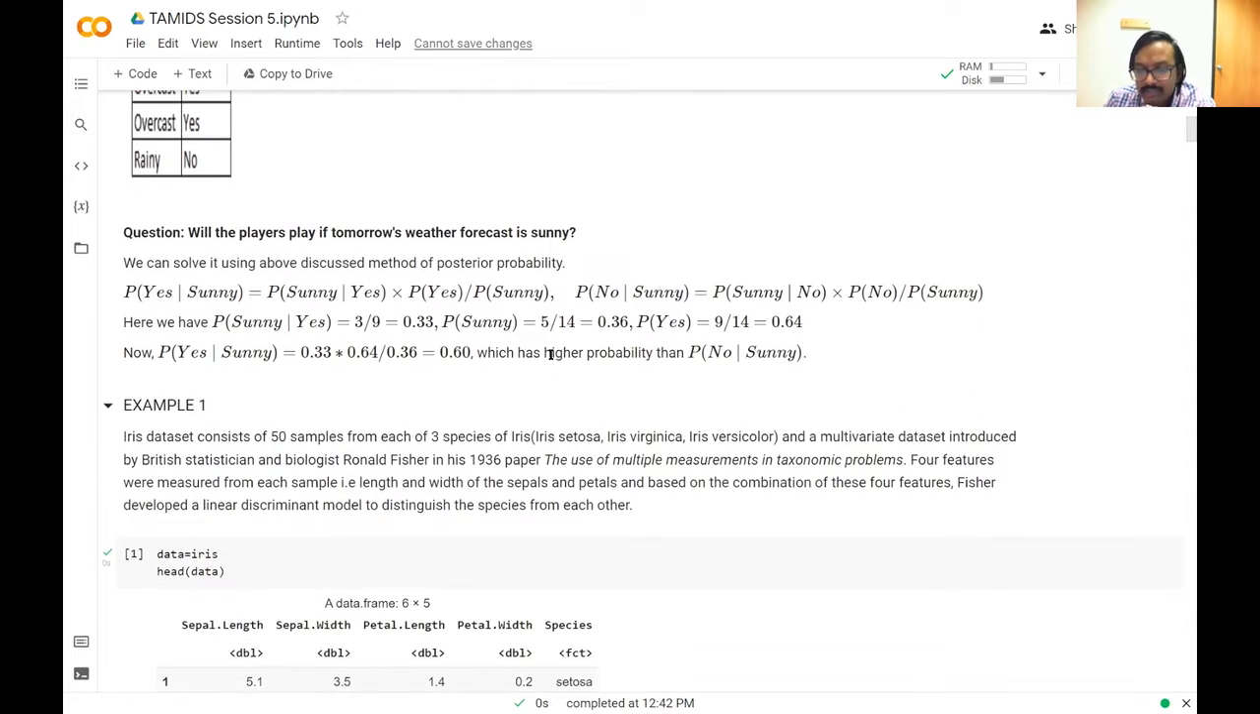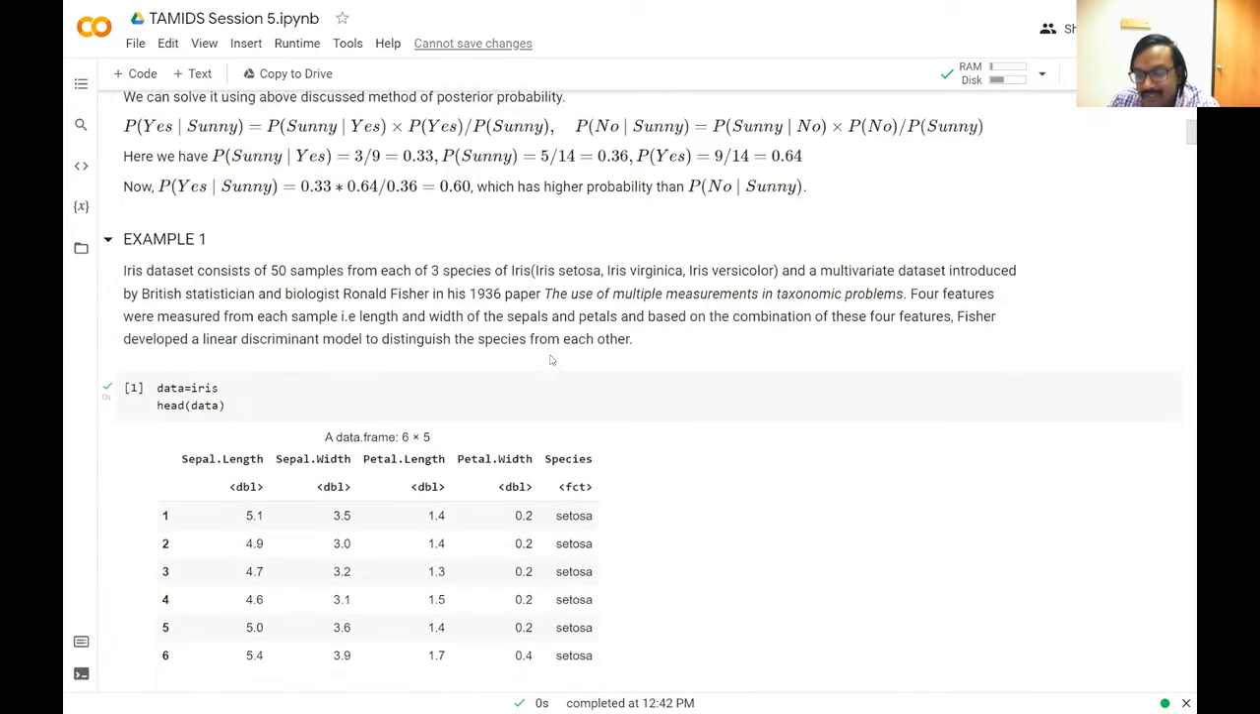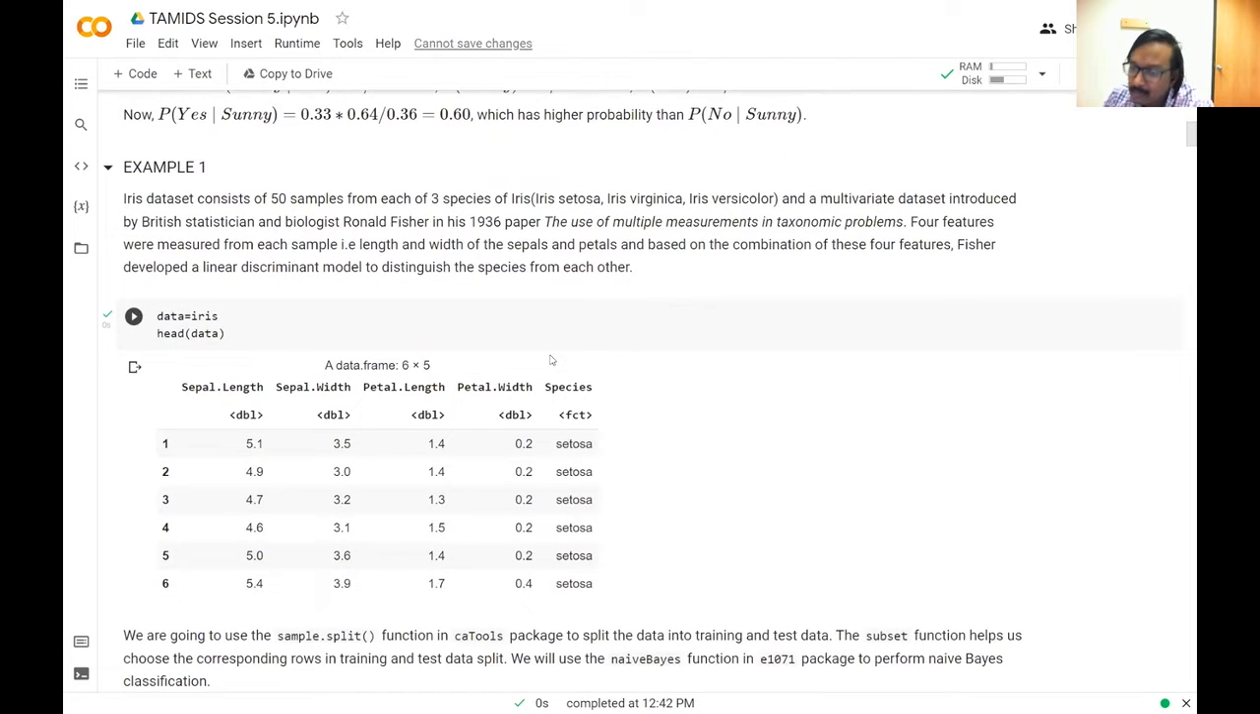Now let us try to take a different example using the iris dataset. I'm going to use the iris dataset multiple times in this session. So let us try to understand what this dataset is about. First of all, this is an inbuilt dataset in R, and it's a very commonly used dataset for classification. So in this dataset, there are 150 flowers, iris flowers, and there are 50 of 3 different species of the iris flowers. So there's setosa, virginica, and versicolor.